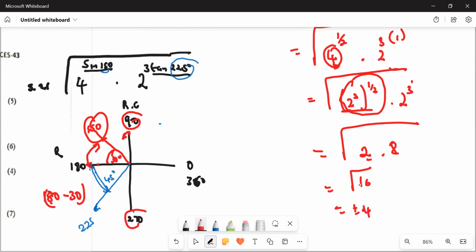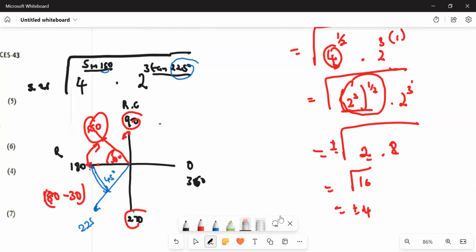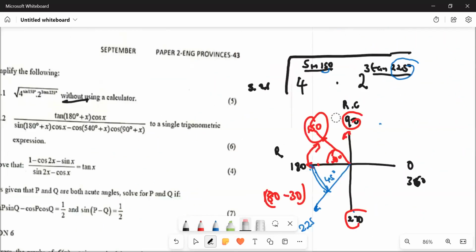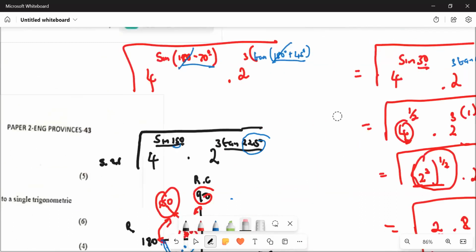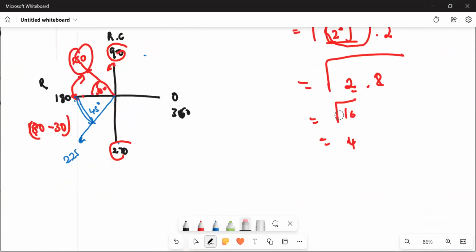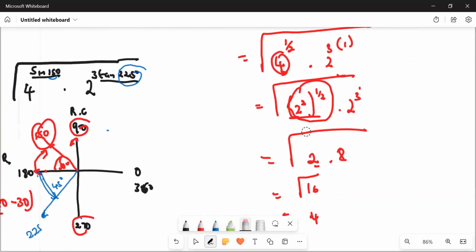No, it's not plus and minus 4, because the square root symbol, when you introduce it, is just the square root. It's not plus minus 4, it's 4, because the square root has no plus and minus. The square root is not plus and minus. If you introduce a square root, there's no plus and minus. Be careful here.